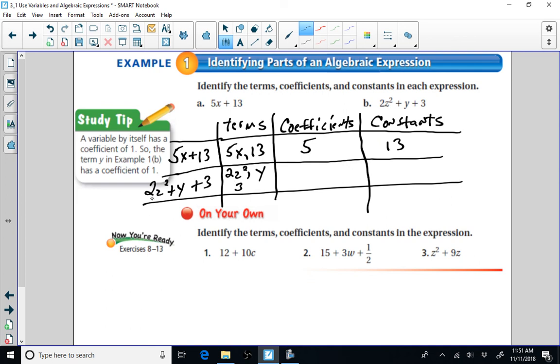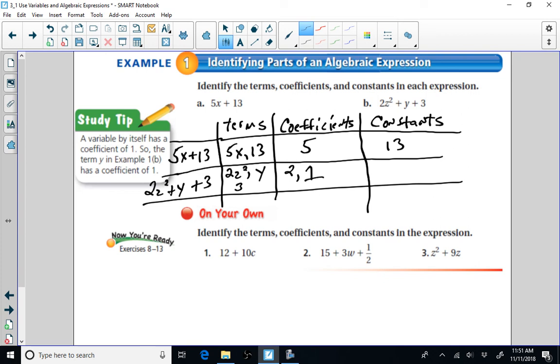My coefficients are 2, because the 2 is multiplying the variable z. Now here's the interesting one. I see a variable, y. Now, even though I don't see a number in front of that variable, it is understood that the coefficient of any variable is 1, right?